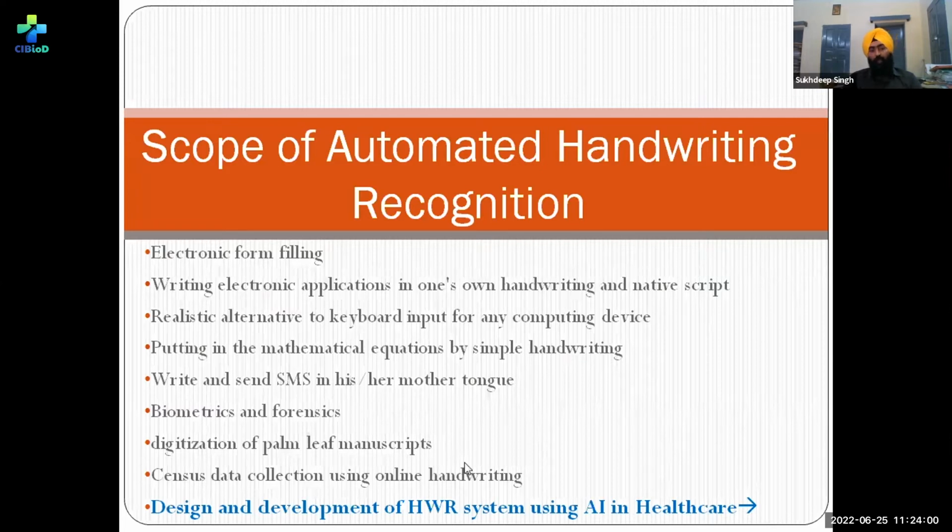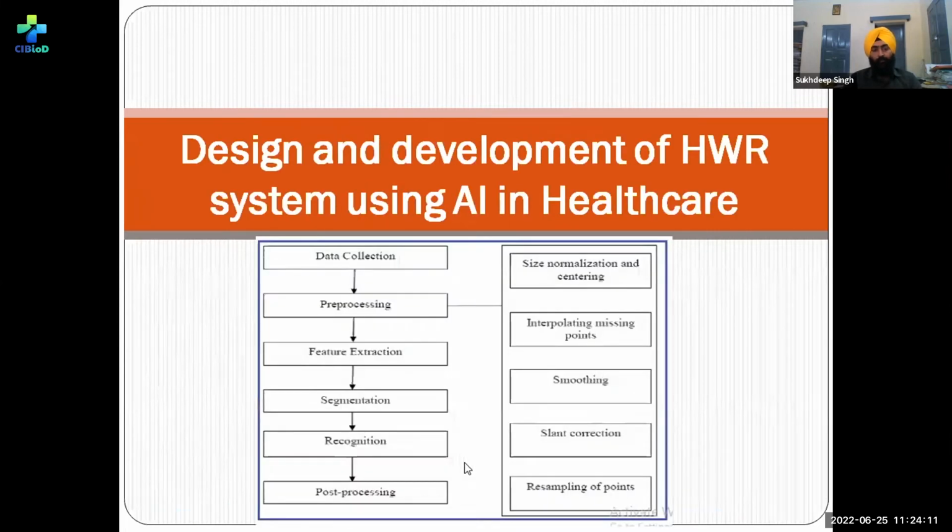In the same way, handwriting recognition can be used for the design and development of a HWR system using AI in healthcare. So what are the various phases that we have to use for the development of a HWR system using AI in healthcare? First will be data collection, then pre-processing, then feature extraction, after that segmentation, recognition, and post-processing. We will discuss all these steps in detail.